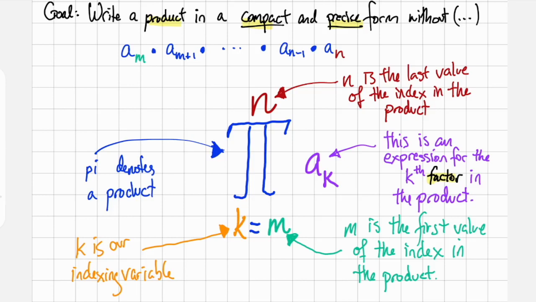So this should look very similar to the sigma notation. The only difference here is instead of a capital sigma, we have a capital pi. But everything else remains the same. We still read from bottom to top, and we have an indexing variable. We have a first value of the index, we have a last value of the index, and we have an expression for the kth factor in the product.